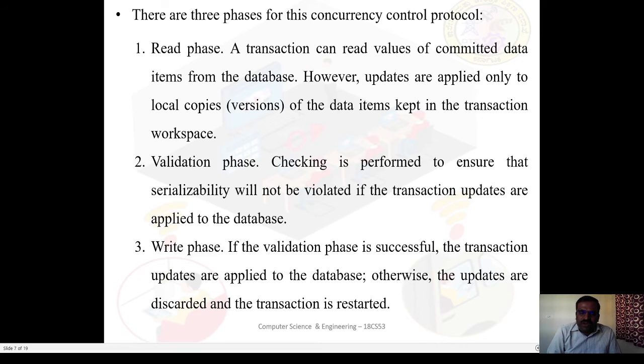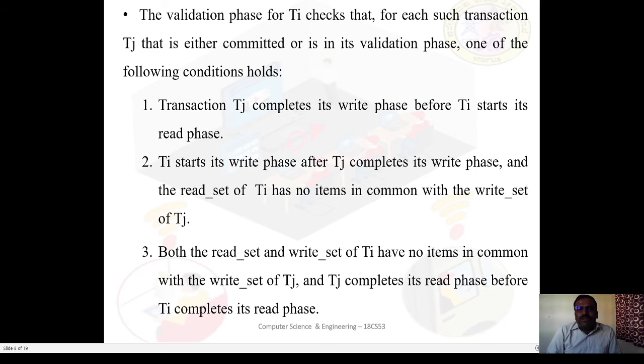The technique is called optimistic because it assumes that little interference will occur and hence that there is no need to do checking during transaction execution. The validation phase for transaction Ti checks that for each such transaction Tj that is either committed or is in its validation phase, one of the following conditions holds.